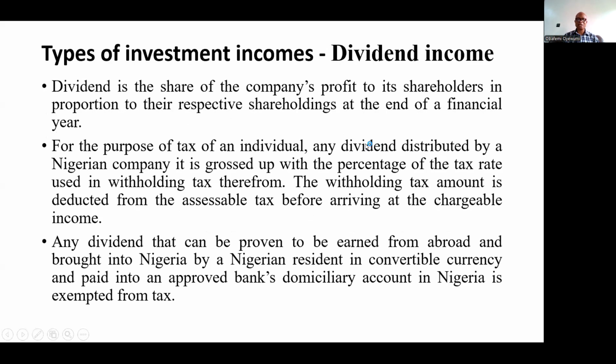Okay. So let's look at dividends now. Dividend is the share of a company's profit to its shareholders. That is dividend income. At the end of the year, companies will make profit and then distribute the profit made as dividends to the owners of the shares, those who own the company. So dividend is the share of the company's profit to its shareholders in proportion to their respective shareholdings at the end of a financial year.